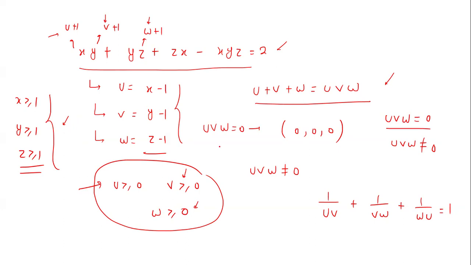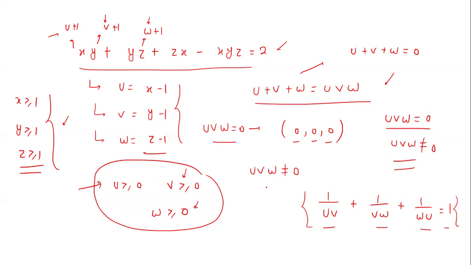Now if the product of u, v and w is 0, then this sum must be 0 only when u is also 0, v is also 0 and w is also 0. This is the only possible way for this sum to be 0. In other cases, when this product is non-zero, we can divide both sides by u, v and w, and it becomes 1/uv + 1/vw + 1/wu = 1.